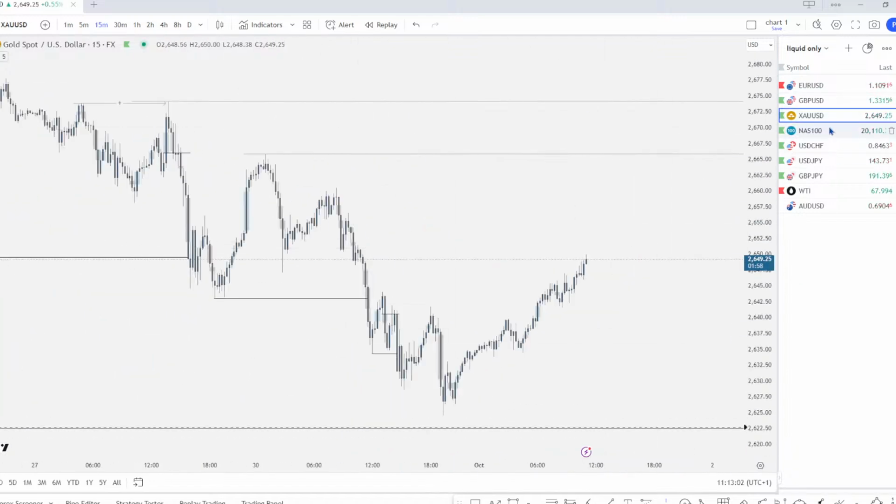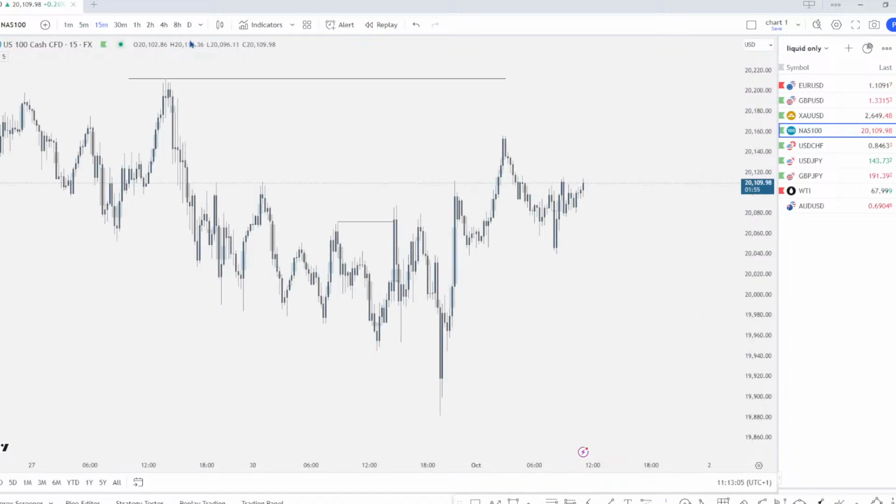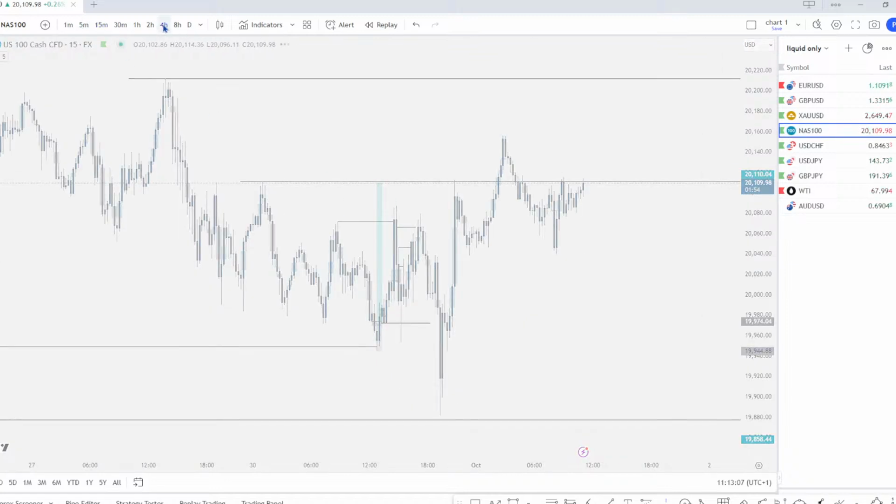Gold, same principle, not a huge amount. Did we look at NAS 100 yesterday?